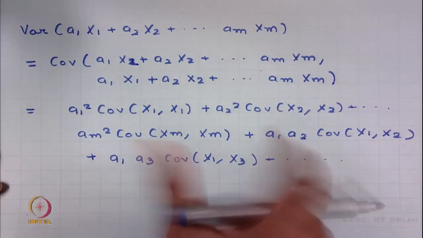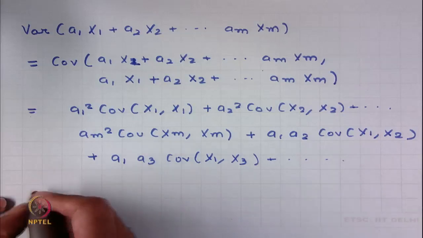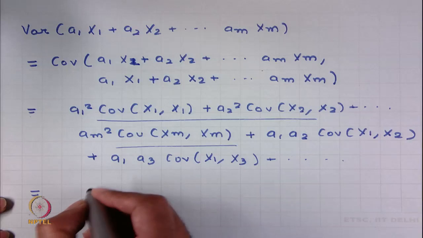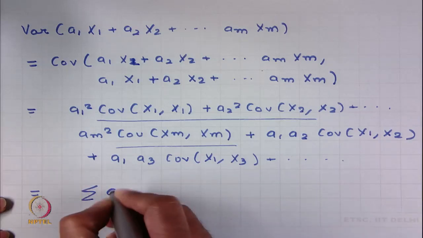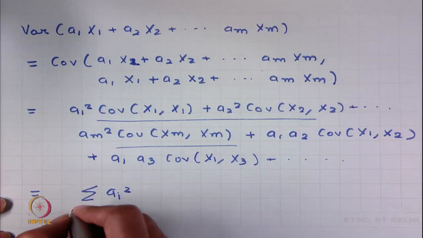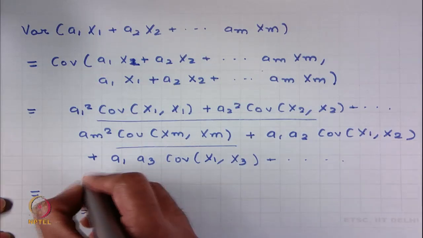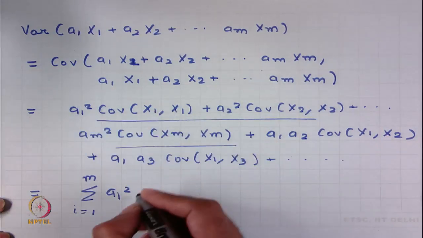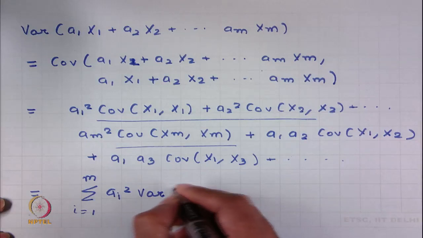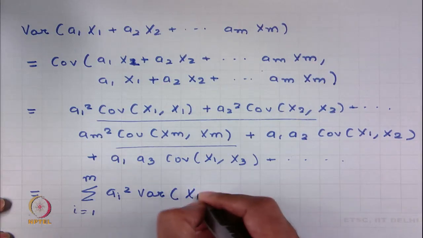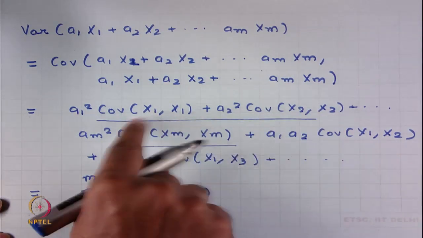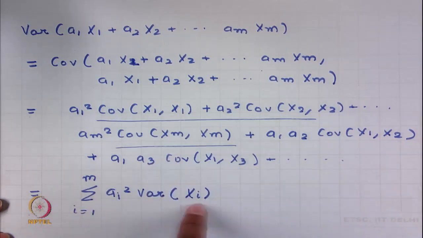So, you can write this compactly. This can all be reduced to summation a i square, where i goes from 1 to m, and covariance of xi with xi is nothing but a variance. So, we can write variance of xi. Okay. So, we have collected all terms which have the same random variables. So, we can write all such terms compactly in this way.